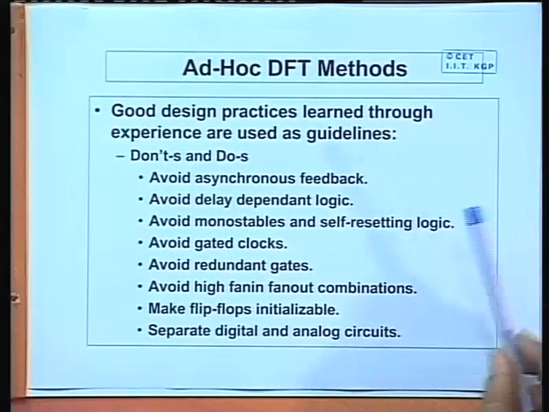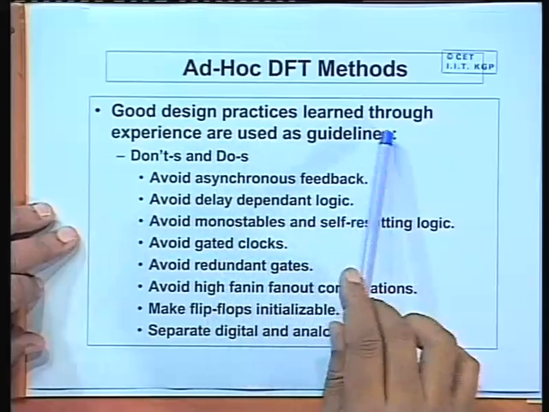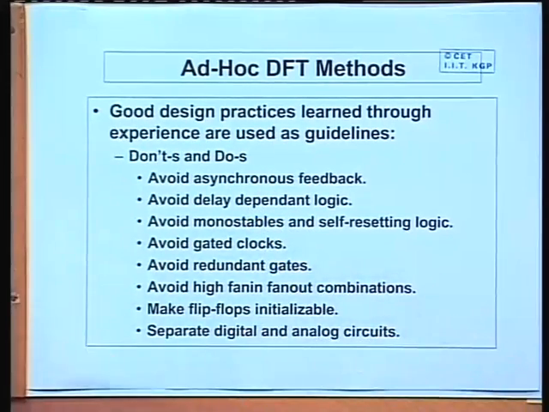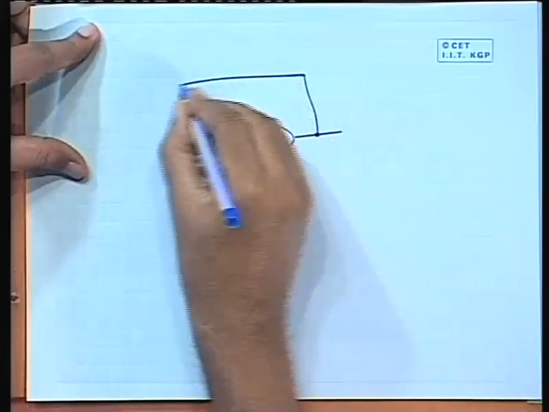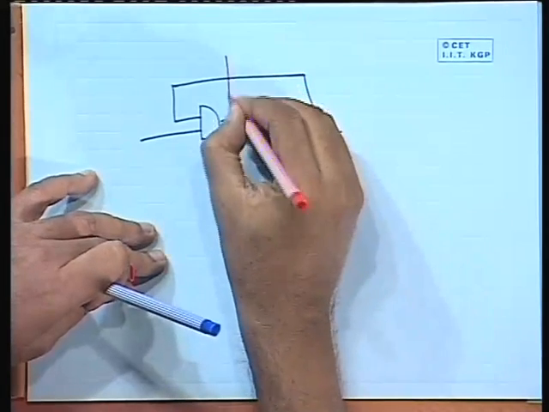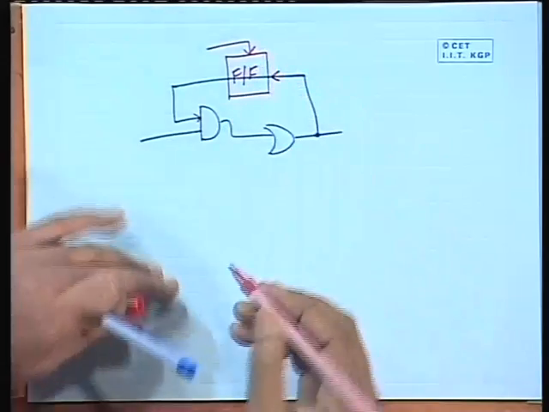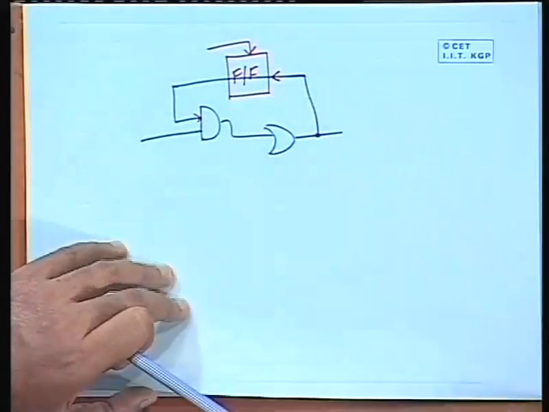So, the ad hoc DFT methods are essentially good design practices which have been laid down by experienced designers who have learned them through design experience over a period of time. Some simple rules are as follows. You avoid asynchronous feedback. Avoid asynchronous feedback means it is not desirable to have a circuit like this, where from the output of the OR gate you give a feedback to the input. This is an asynchronous feedback, but the designer will not mind if there were a flip flop in between. If there is a flip flop in between which is controlled by a clock, then this is a synchronous feedback. So, whenever there is a clock, only then the output value will come to the input, it will not come continuously.